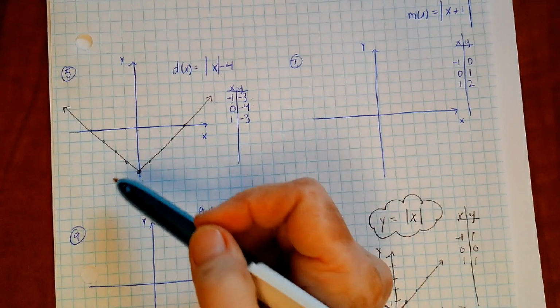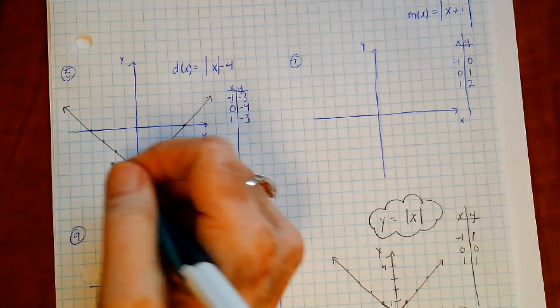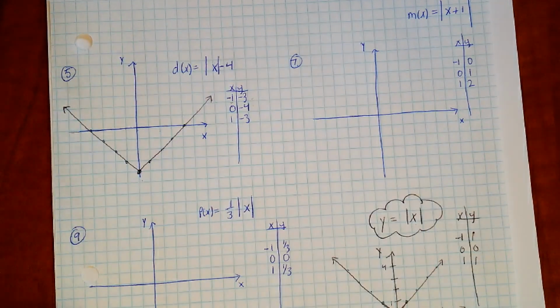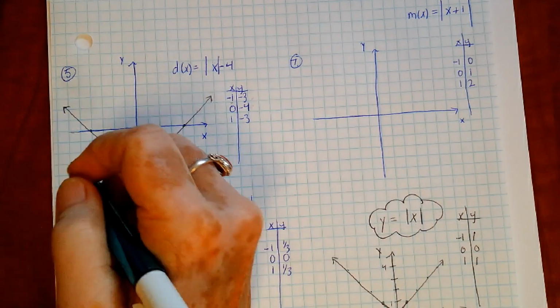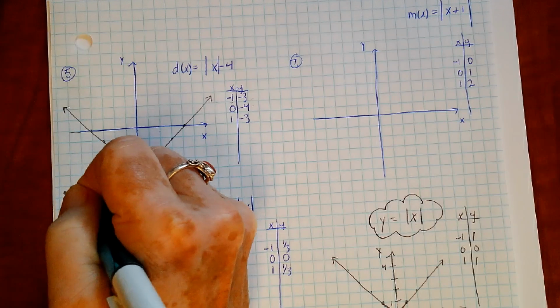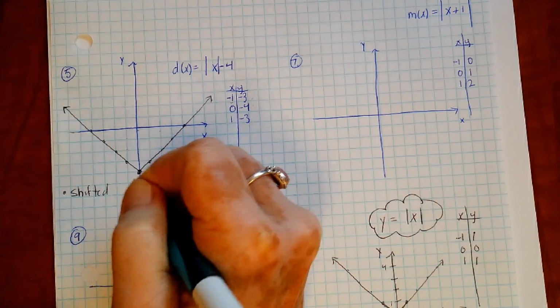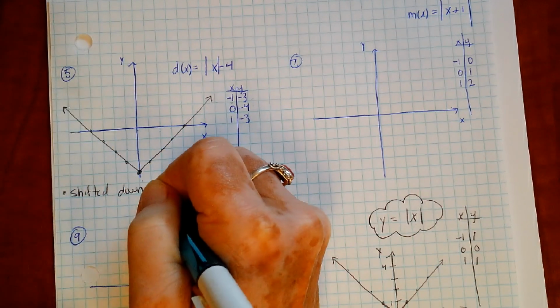So this one is, oh, and then did I answer all the questions? Well, I showed the graph, and now I need to answer how does it look compared to the parent function. I'm going to say it's shifted down by 4.